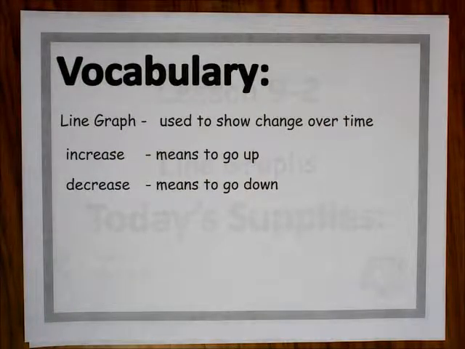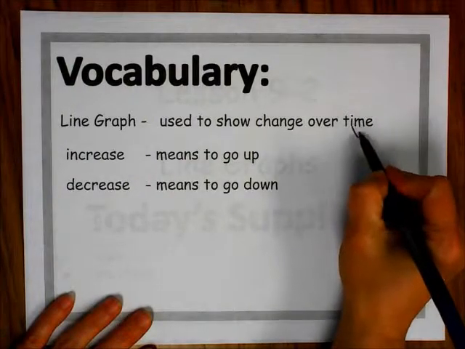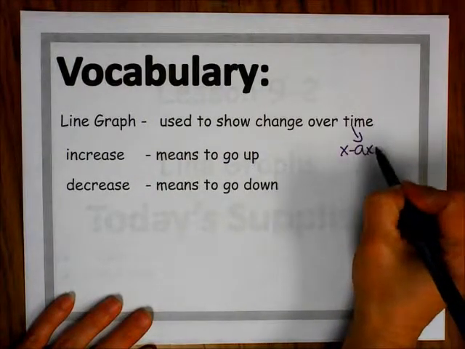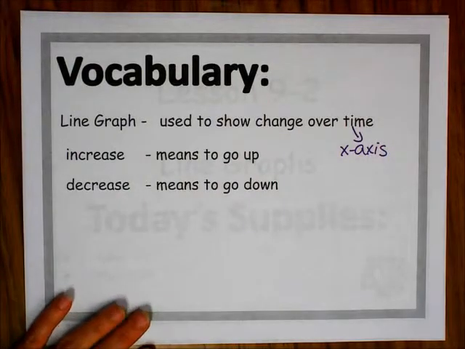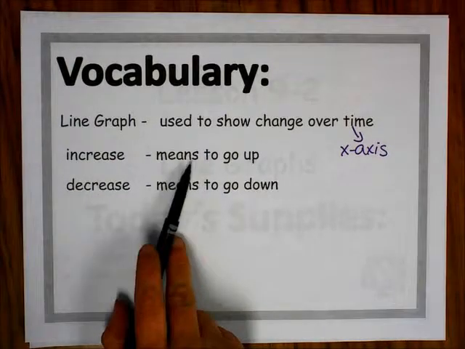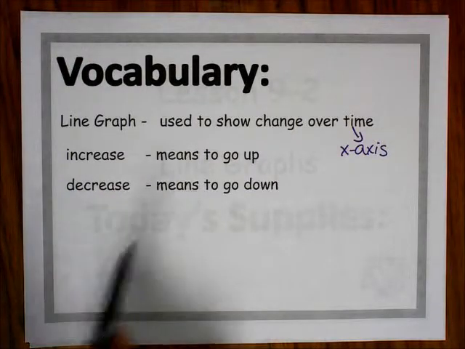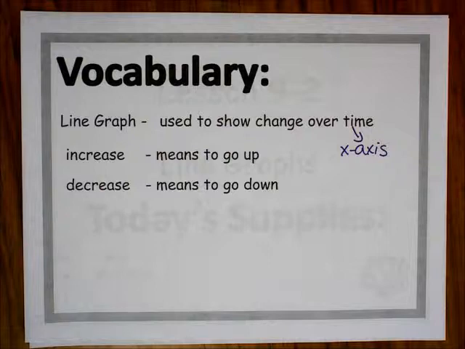The important thing to remember on a line graph is your unit of time that you are given must always be on the x-axis. You are also going to be asked to analyze line graphs and interpret line graphs. And the most important words that you will use to interpret line graphs are increase, which means to go up, and decrease, which means to go down. Please hit pause and copy your vocabulary into your journal.